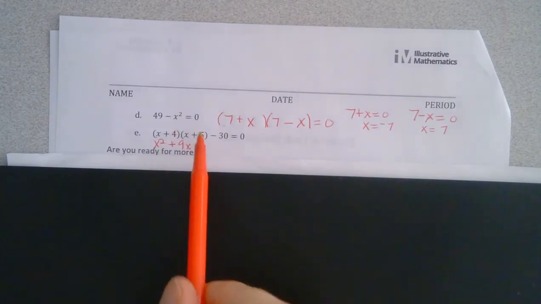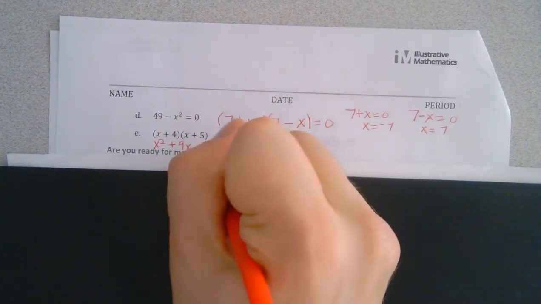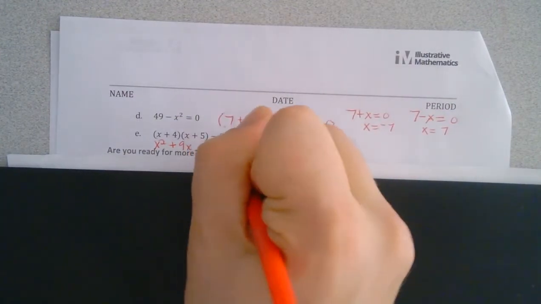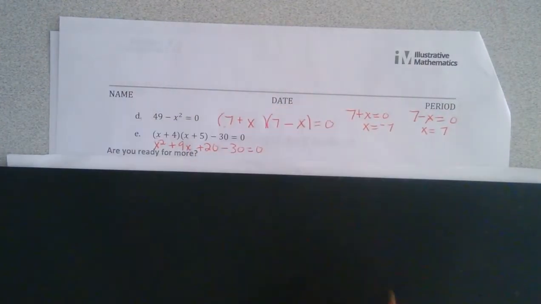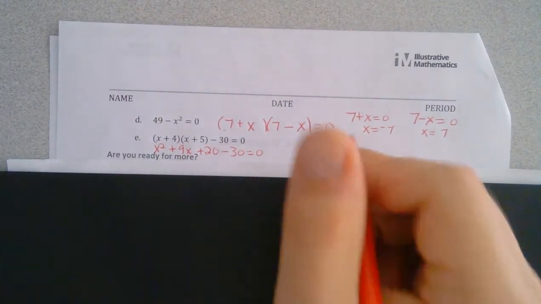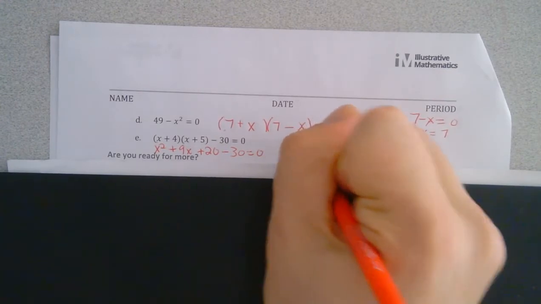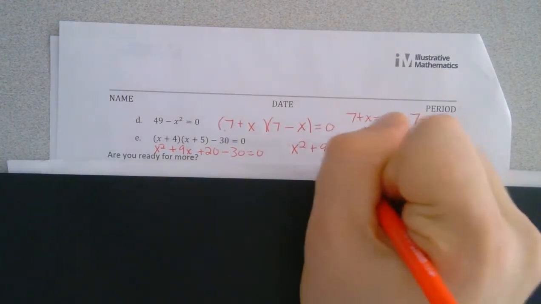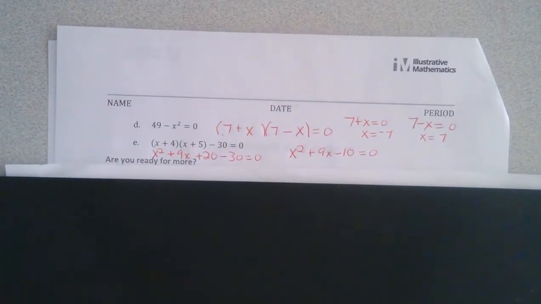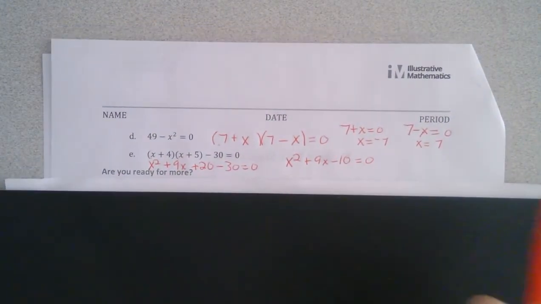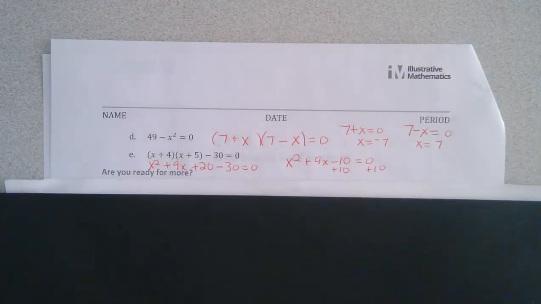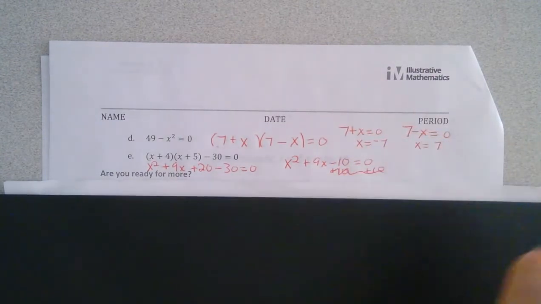And then plus 5 times 4, I'm going to add 20. But then I still have to remember I'm going to minus 30. And then that equals 0. So I'm going to clean up these numbers here. 20 minus 30 is negative 10. So I'm going to try to factor x squared plus 9x minus 10 is equal to 0. And then I'm going to add 10 to both sides. Oops, I'm sorry. Actually, that's not going to work.